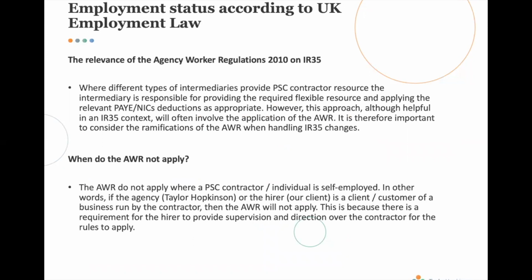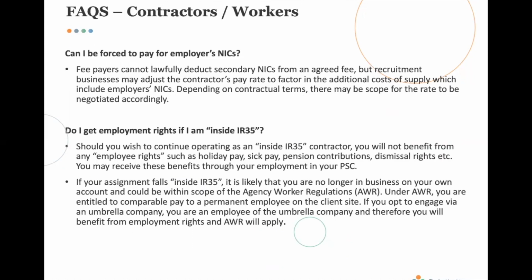Thanks, Leslie. Okay, so now we're going to cover some more frequently asked questions, and then we're also just going to have a quick look at how these changes can affect employment law and employment status. Some of the regular questions that we are being asked: can I be forced to pay for employers' NI? Fee payers cannot lawfully deduct secondary NI from an agreed fee, but recruitment businesses may adjust contractors' pay rate to factor in the additional costs of supply, which include employers' NI. So depending on contractual terms, there may be scope for rates to be negotiated accordingly.